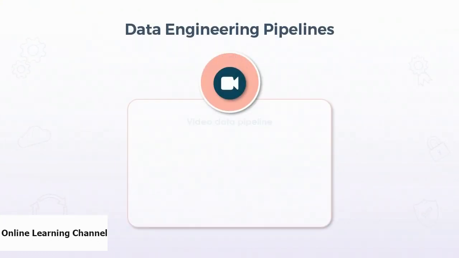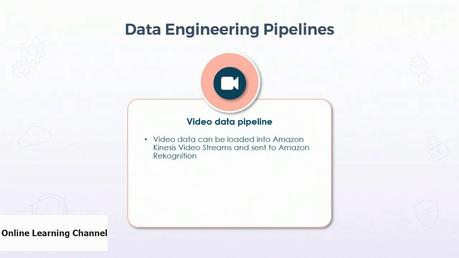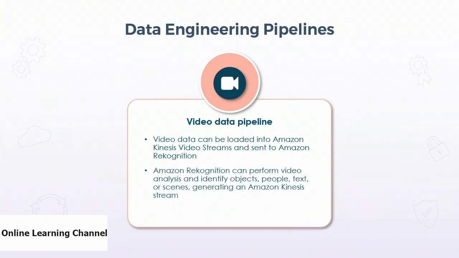Now, let us discuss the video data pipeline. Video data coming from devices is loaded to Amazon Kinesis Video Streams, from where it can be sent to Amazon Rekognition, which is a machine learning service that analyzes the video streams and identifies objects, people, text, or scenes within the video. The processed video stream can then be sent directly to Amazon EC2 or Kinesis Data Analytics or Kinesis Data Firehose. Moreover, we can utilize other Amazon services to invoke other interactions as well.